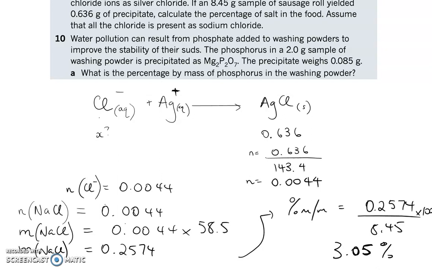And if you're in the ballpark with your answer, then you know you're on the right track when you check the textbook, because I haven't done much rounding at all. All right, so that's question 9.